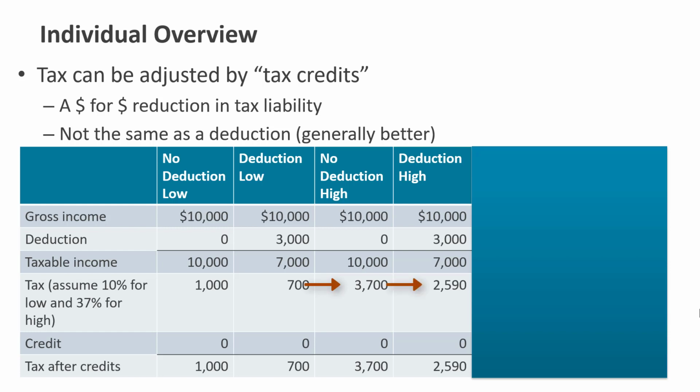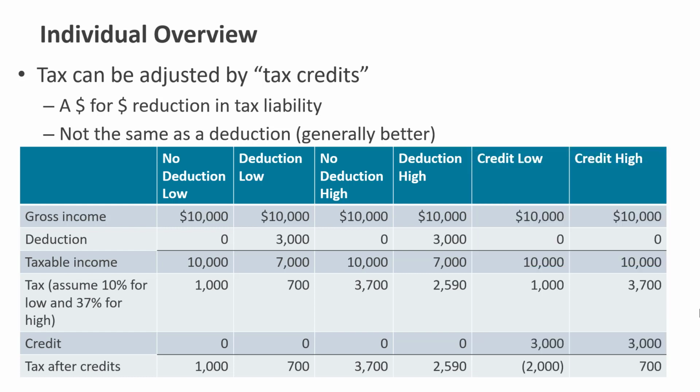But note that the high income taxpayer that takes the deduction for $3,000 gets a much bigger reduction in tax. It goes from $3,700 to $2,590. That's much more than $300. In fact, it's 300 times 37%. So a deduction results in an uneven playing field. What that means is the higher your tax rate, the more valuable a deduction is.